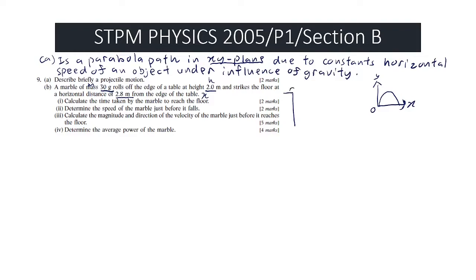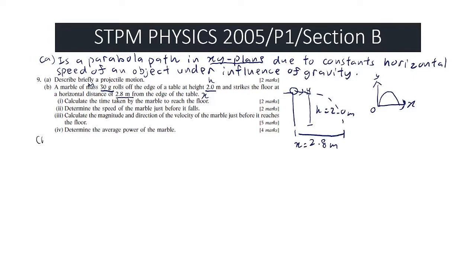We have a marble at the edge of the table and about to roll off. Now we have a table of the height h, given by 2.0 meter. And when this thing reaches the ground, it has a horizontal distance of 2.8 meter. This is x. First, calculate the time taken by the marble to reach the floor.